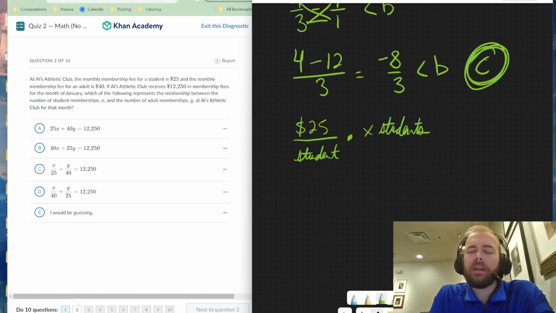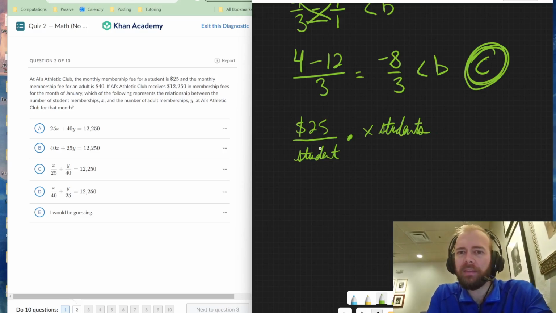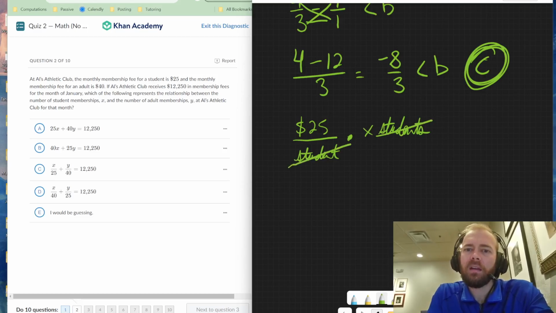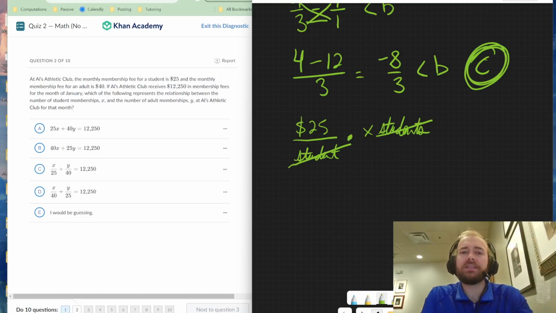So now if you look at it like this, the students and the students, it's like one's in the numerator, one's in the denominator. If you treat the word like its own variable, units are kind of like variables in that they can cancel each other out to help us to set up equations properly. So if I have students in the numerator and students in the denominator, they cancel, and I'm left with $25 times X.